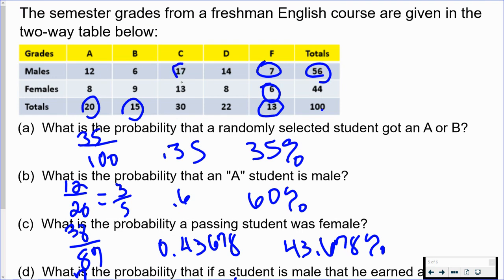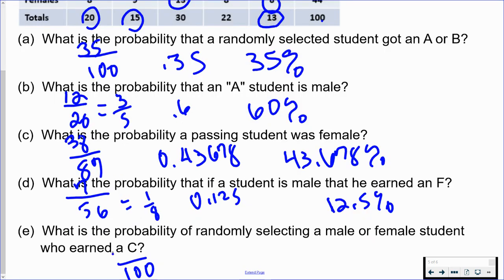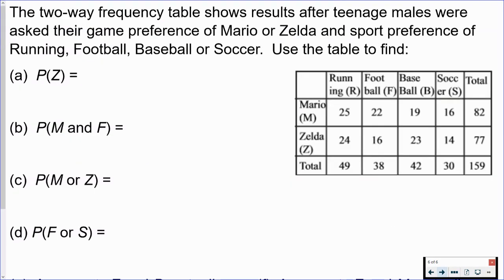Now, if we're talking about C, there's no and where they join. It's just 17 and 13. So if we add those together, that's a total of 30. 17 plus 13 is 30. That would reduce to be 3 out of 10 or 30%. Okay. All right, last example.